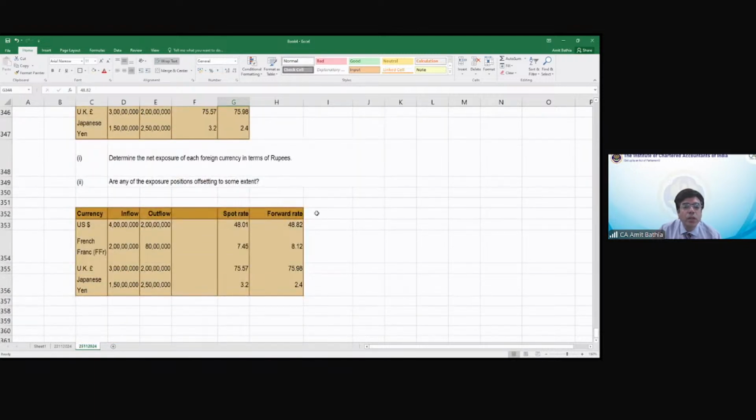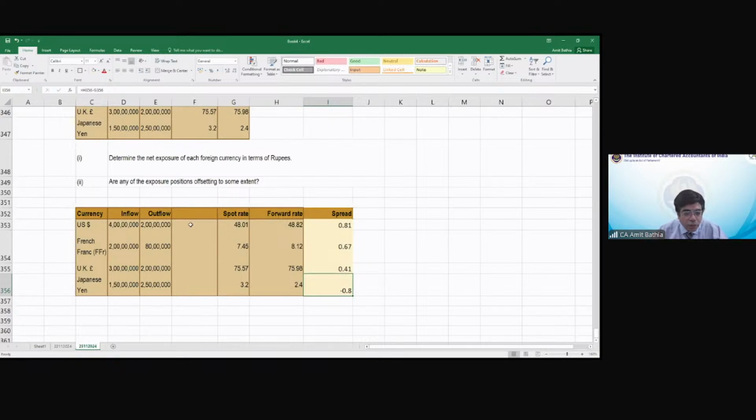Yes, sir. Right. So here, if I am calculating spread, meaning difference, will this spread, forward minus spot, be beneficial for me? I'm calculating the spread for all the 4 currencies. Now you can see over here that I have a positive spread available for US dollar, for French francs, for UK pound. For Japanese yen, there is a negative spread, right?